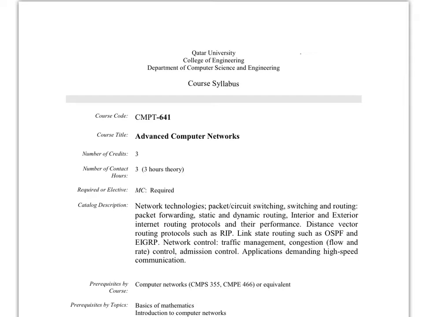Of course, in Network 1 and Network 2, you have touched on these layers before, whether you studied at QU or elsewhere. And you will find that, although there is slight overlap, we will go a little bit more in depth in this course in each of these layers, as you will see.